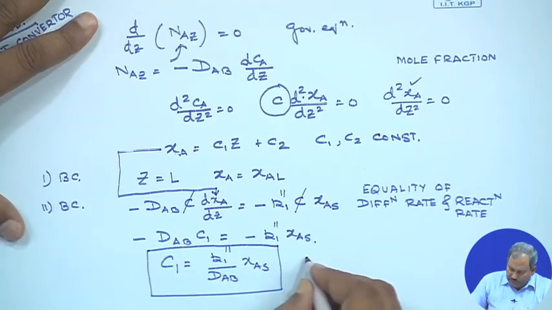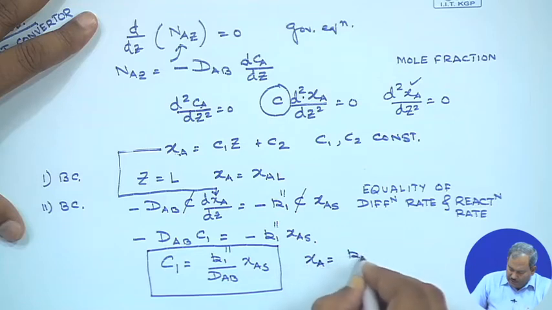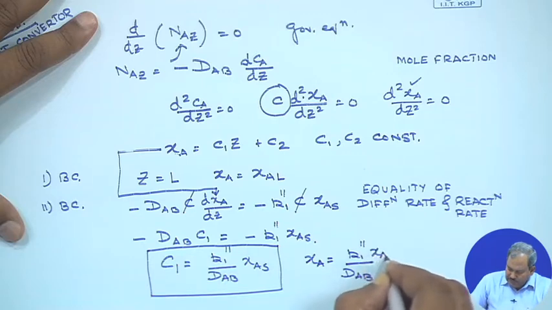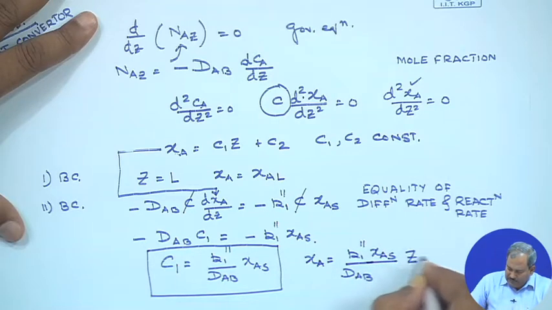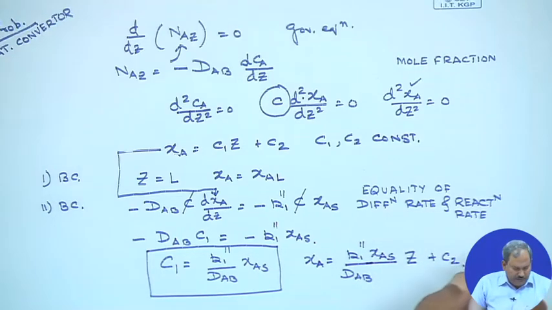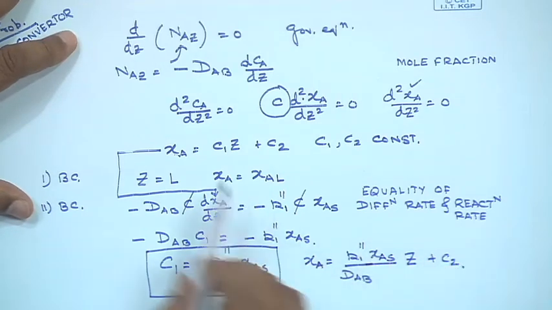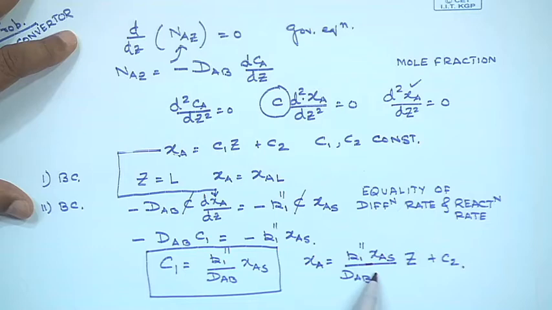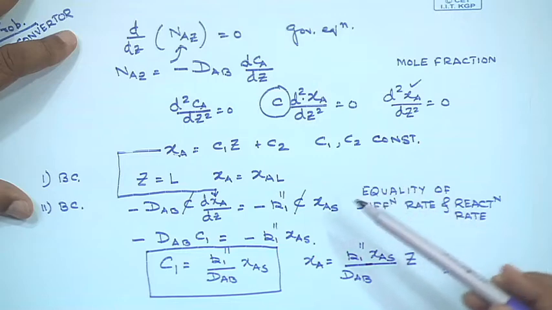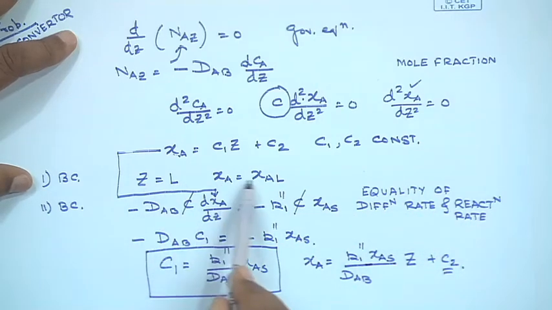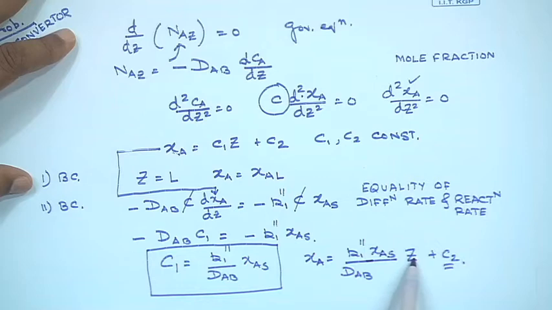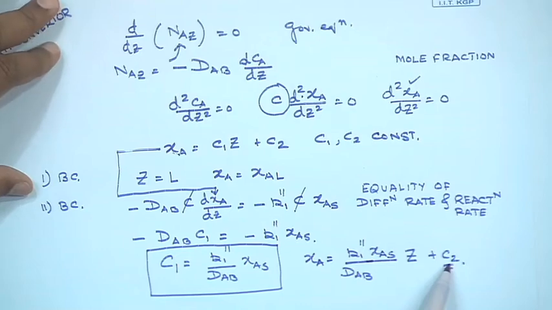Therefore, it would give you XA equal to K1 double prime times XAS by dAB times Z plus C2. This is a simplified expression which we have obtained after evaluation of C1, but I still have to evaluate C2, which will follow from the first boundary condition, which is at Z equals L, XA is equal to XAL. So, at Z equals L, XA becomes XAL, this would give me the expression for C2.